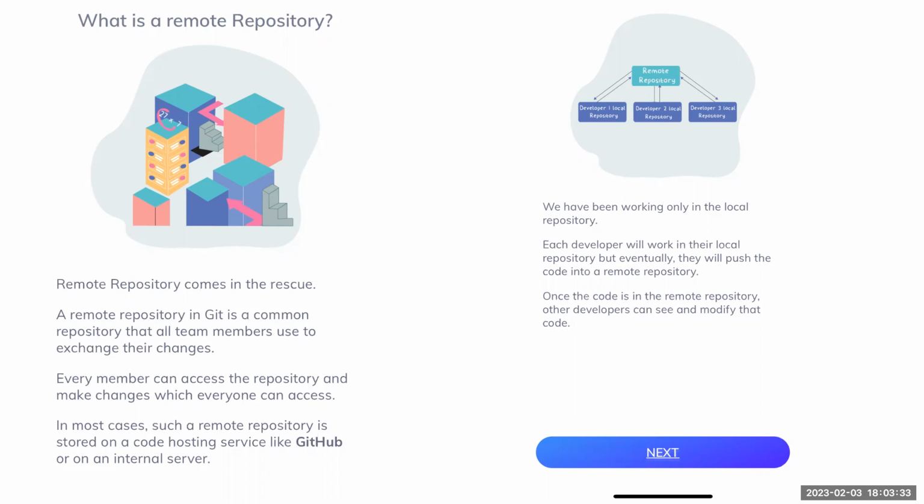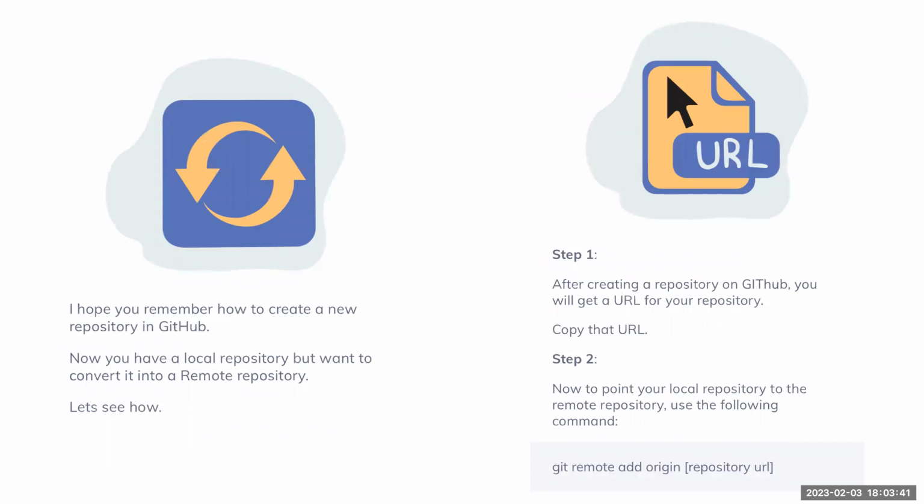Once the code is in the remote repository, other developers can see and modify that code. I hope you remember how to create a new repository in GitHub. Now you have a local repository with git init, but you want to convert it into a remote repository. So what do you do?